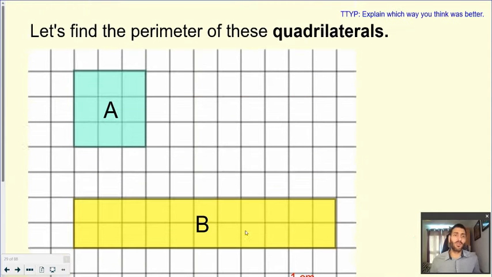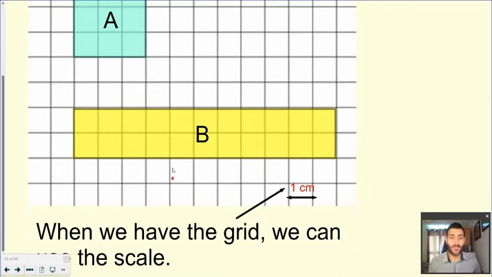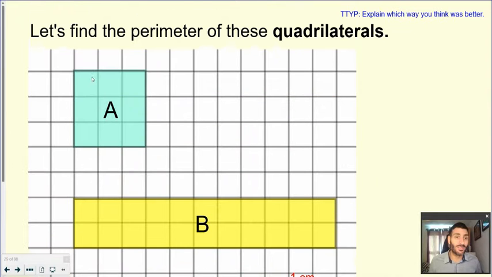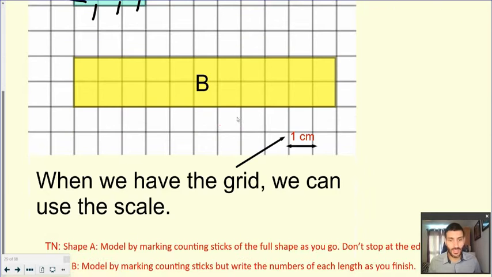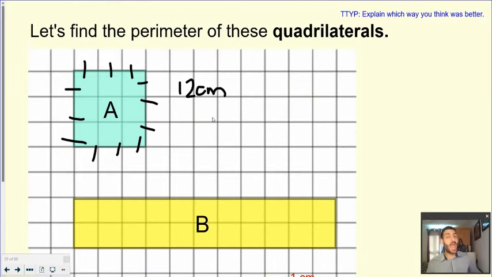So the purpose of this slide is to show them different ways to get the perimeter on a grid. The first way I've written is for them to count on. 1, 2, 3, 4, 5, 6, 10, 12. I can see that the perimeter is 12 centimeters. So that one I'm just counting on. I'm going to name the skill. I'm counting on. What am I doing here? Counting on.